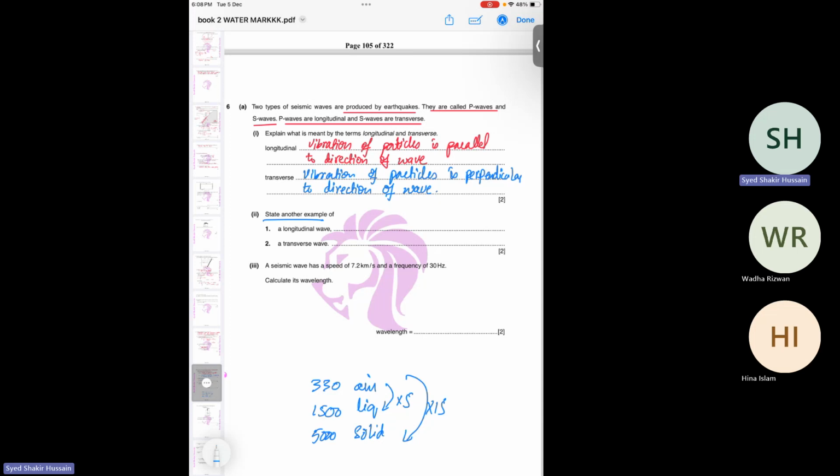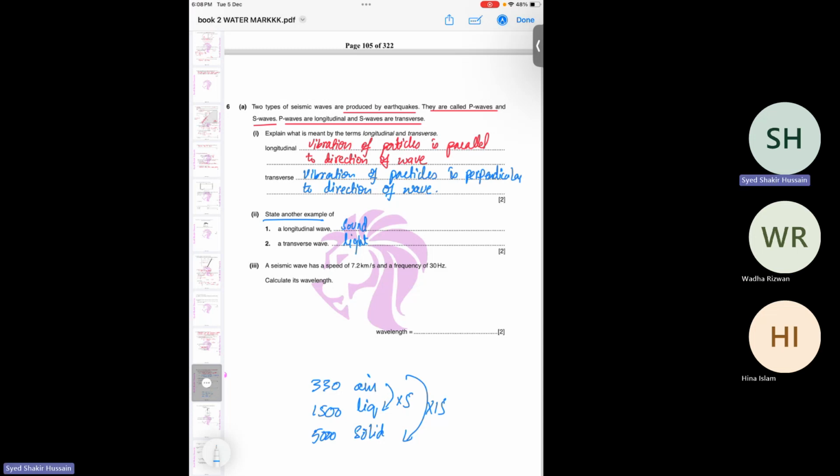Now state another example of longitudinal wave. They have already mentioned one example of a longitudinal wave. Another example is the sound wave, right? Yeah, sound wave. And for transverse waves, you can mention anything, there are a lot of them. Light, water wave.